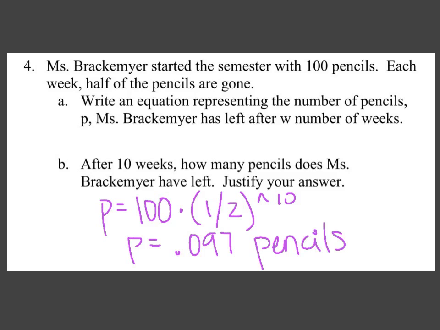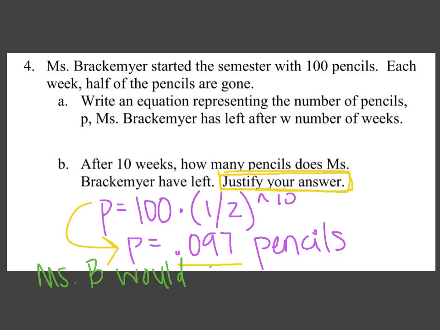Well, as a realistic human being, I know that there's no such thing as 0.097 pencils. So in this case, even though I did show my math work, when it asked me to justify my answer, my math work doesn't really justify an answer of 0.097 pencils because that's not viable. So I'm going to write a sentence that would say, Miss Brackmeyer would have 0 pencils left. And now you know how to write equations from word problems.